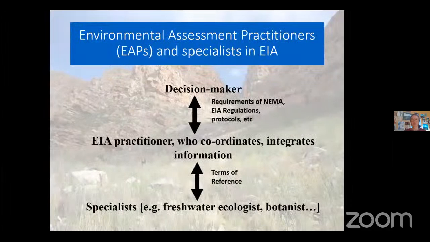The role of specialists in EIA is absolutely critical. So we have typically the EIA practitioner, or what we call the EAP, who coordinates and integrates all the information throughout the EIA process and provides that information to the decision maker who has to act in terms of the legal prescriptions. But the specialists who are given terms of reference by the EAP really do most of the hard work in terms of identifying, assessing, recommending mitigation, looking at alternatives, and so on. So the role of specialists is absolutely vital.